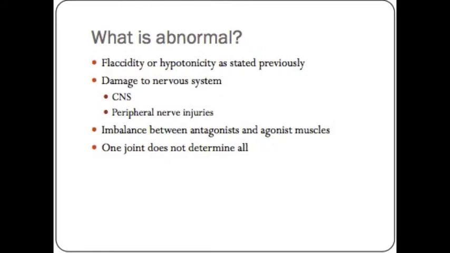An imbalance between antagonist and agonist muscles can also cause abnormal tone. For example, if an antagonist muscle is hypotonic and the agonist muscle has hypertonicity. An important factor to consider is that one joint does not determine all. So therefore, as a therapist, it is important to assess each joint in the body to determine if it has abnormal or normal muscle tone and which type.